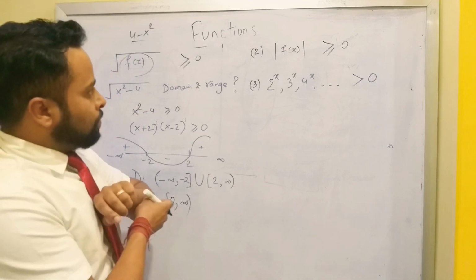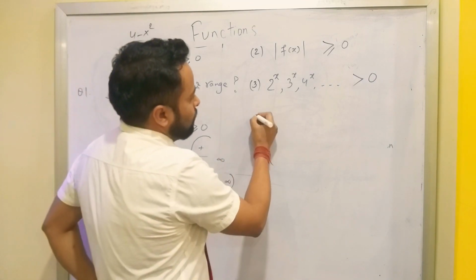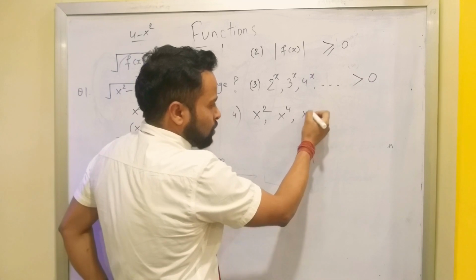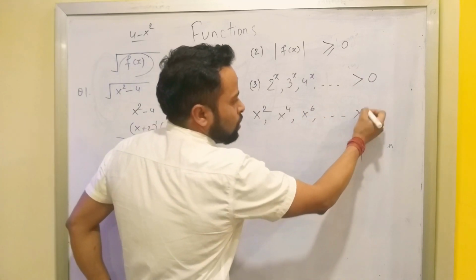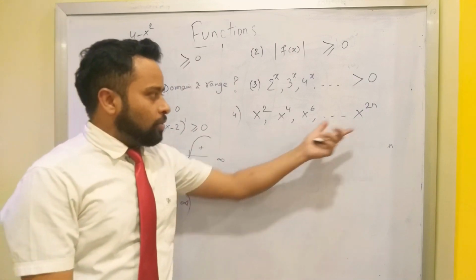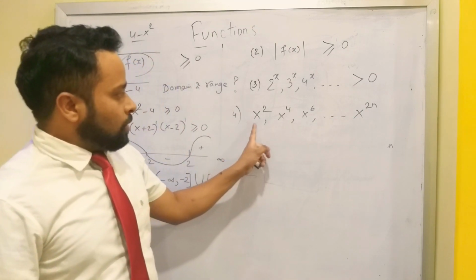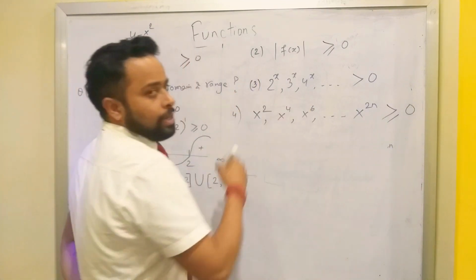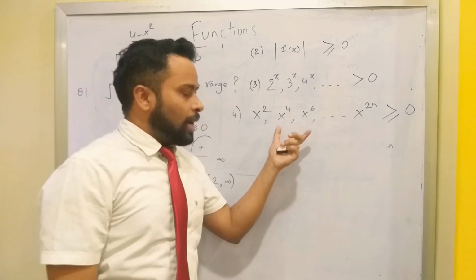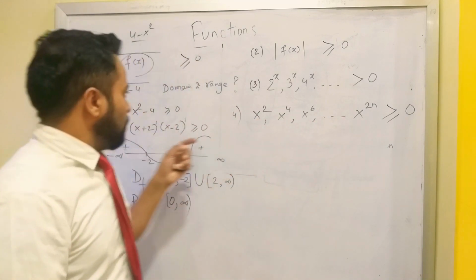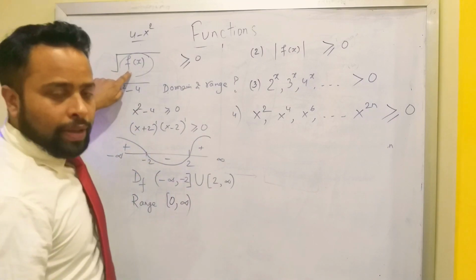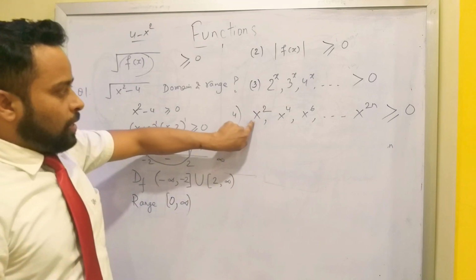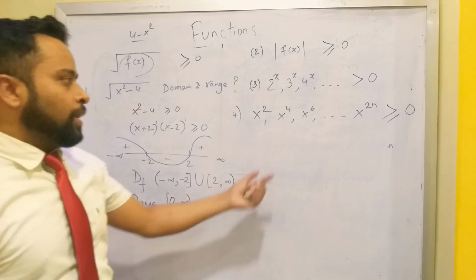One more thing, see this one: x square, x to the power 4, x to the power 6, and so on, x to the power 2n, where n can be any natural number. All these are also greater than or equal to 0. Always treat these as giving a non-negative value. I'm again repeating: under root of any function, modulus, exponential function, and x square, x to the power 4, x to the power 6, and so on.